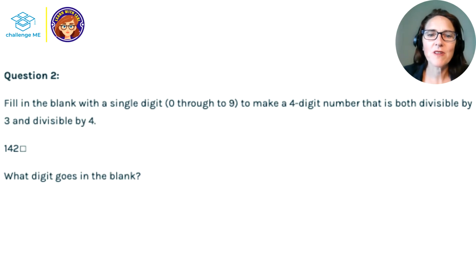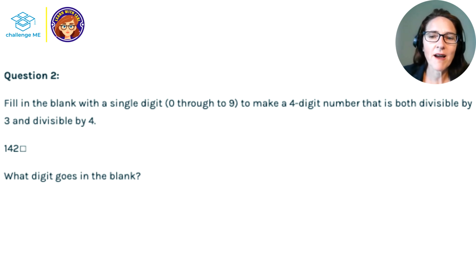Fill in the blank with a single digit, 0 through to 9, to make a 4-digit number that's both divisible by 3 and divisible by 4. 1420 something. What digit goes in the blank? It's really helpful if you know your divisibility rules.